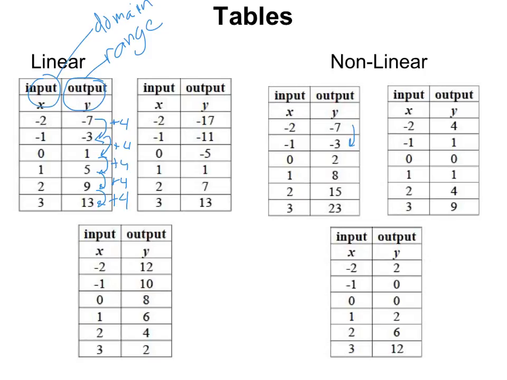Here I'm adding 4. Here I'm adding 5. Then I'm adding 6, 7, 8. So my jumps are not consistent. They jump by a different amount. That's what makes it nonlinear.